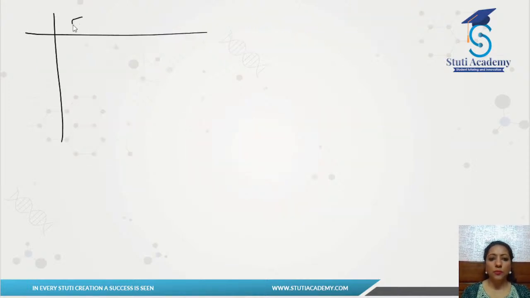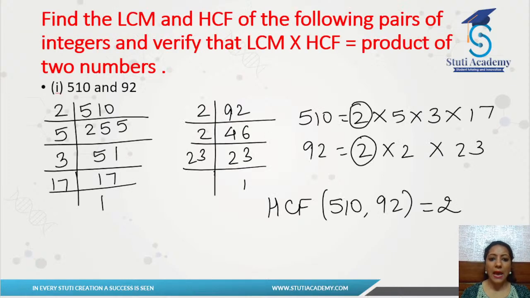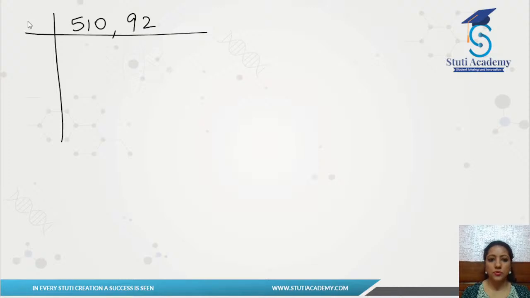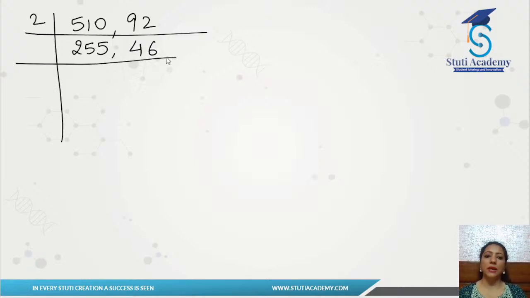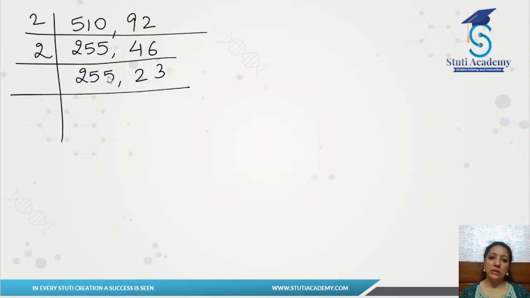When we solve for the LCM, we are going to prime factorize 510 and 92 together. So this will go by 2. We are going to get here 255 and we'll get here 46. I hope you know this. You've already done this in grade 5 and grade 6. Now 255 is not divisible by 2, but this is divisible by 2. So we'll divide by 2. We'll get 255 and this would be 23. Now 255, we can see it's divisible by 5. We are going to get here 51 and then 23. Now 51 is divisible by 3.